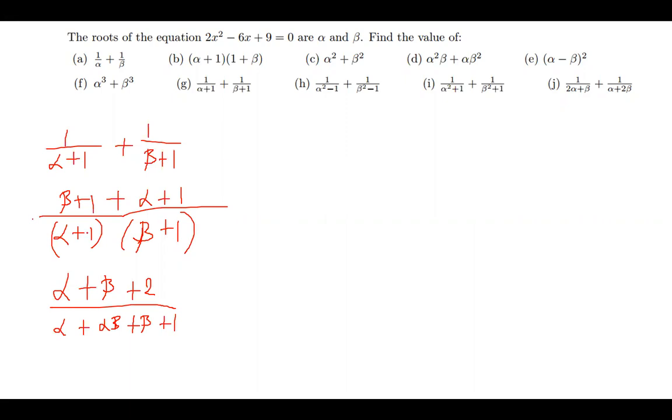Generally speaking, this expression, which is our denominator here, is exactly what we found here. Whatever expression we found here is what you put as the denominator there, and then you replace where there is alpha beta with 9 over 2, and where there is alpha plus beta, you replace with 3.